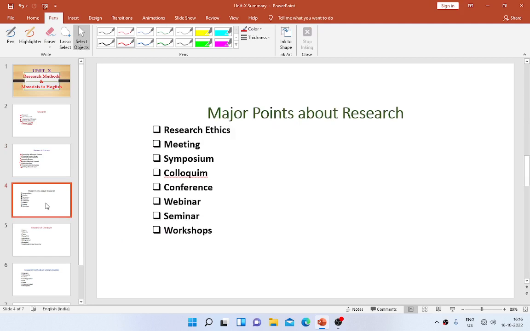There are some major points about which we must discuss. Yes, some points which are very important. But research ethics is the most important point. So at the beginning, we will talk about research ethics.